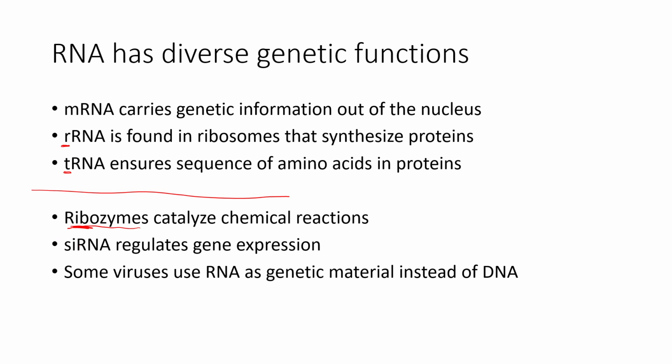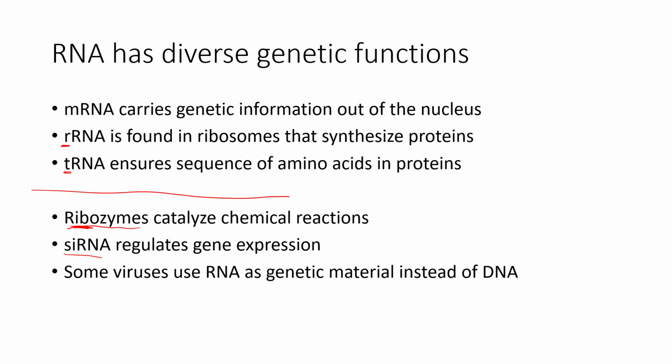Another type of important RNA that we use in the lab particularly is called siRNA. siRNA has the function of regulating gene expression. It's able to bind to an RNA template and actually prevent it from getting translated. So it has a sort of opposing function to the other types of RNA that we might see in the cell.